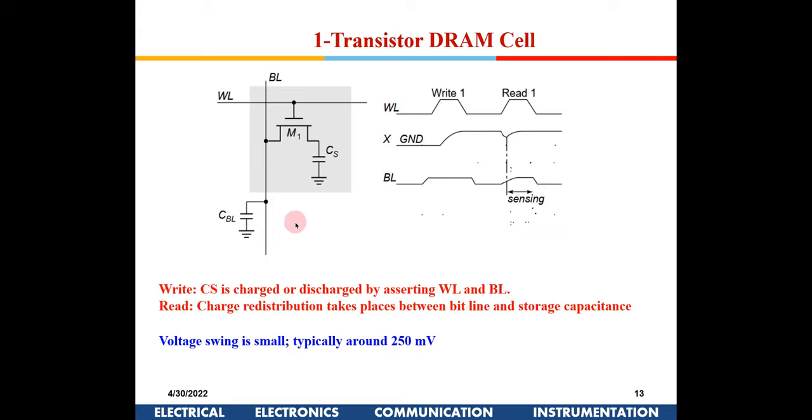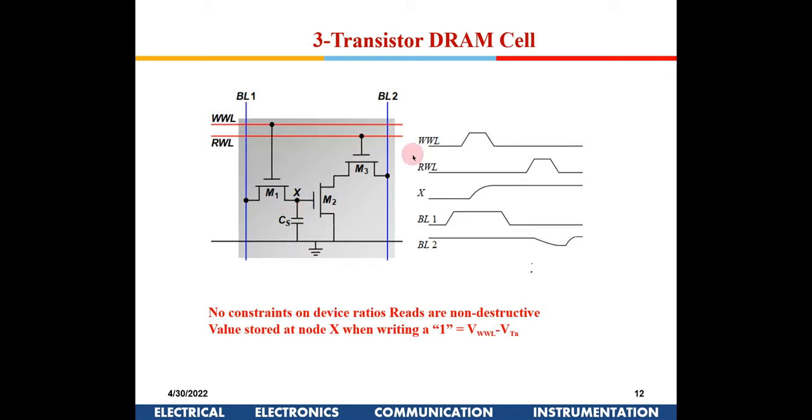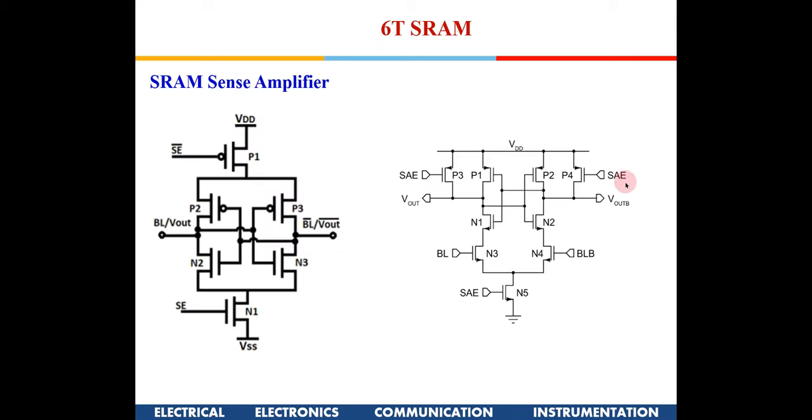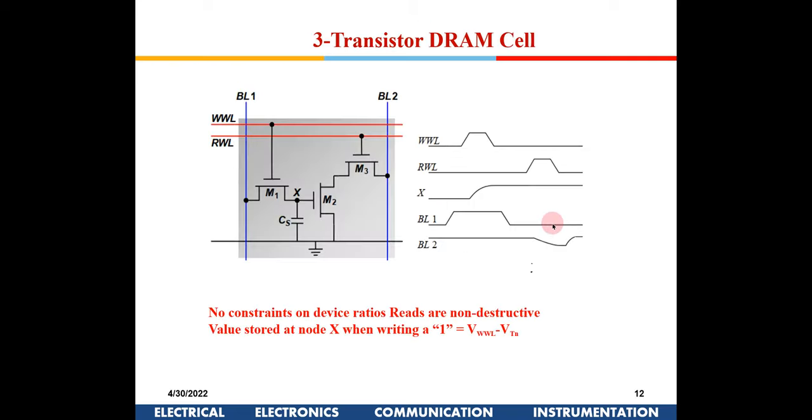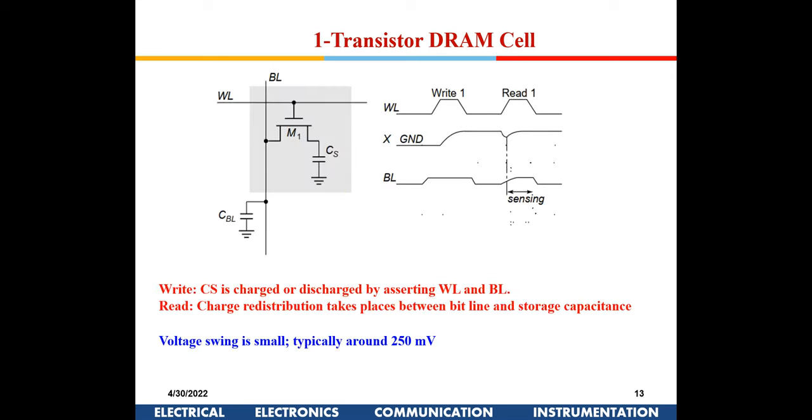In three transistor, if we write one and then read, we get a zero. Correct. So the data will be inverted out here. It all depends on the sense amplifier, finally, where we take the output. You can swap the V out and V in there. Okay, so you can do that.